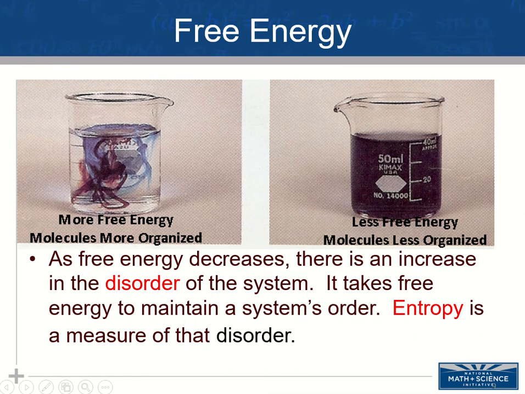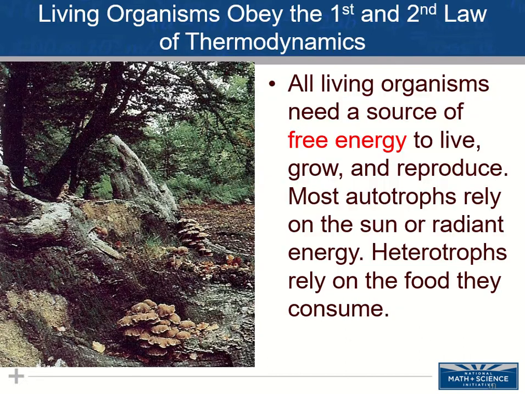Free energy decreases, there's an increase in the disorder of the system. It takes free energy to maintain a system's order. Entropy is a measure of this disorder. That's your delta S that we've talked about. So there's more free energy here as we first put in the things, and as they all disperse or diffuse, we now have more disorder. This is how osmosis occurs across cell membranes and many other things.